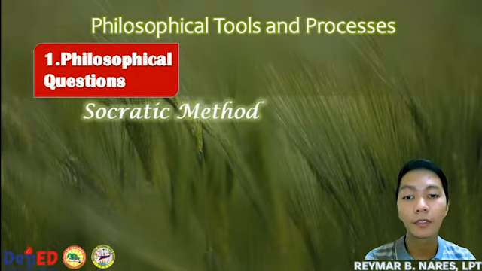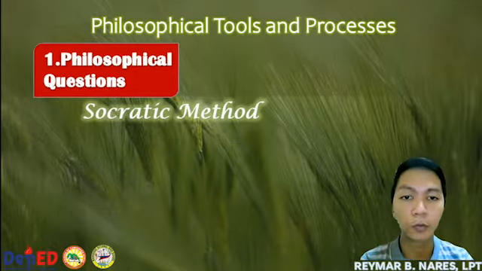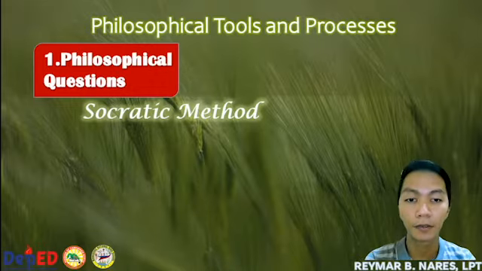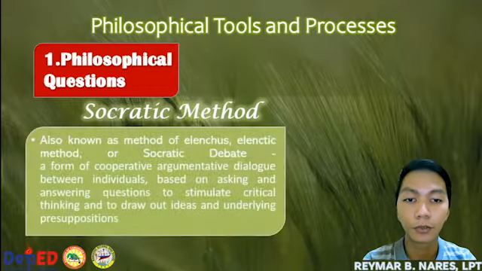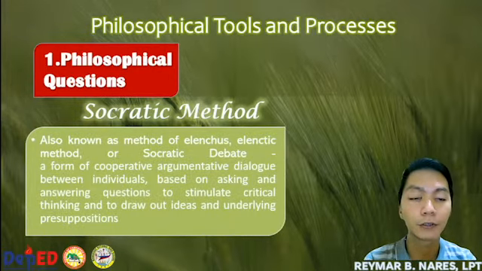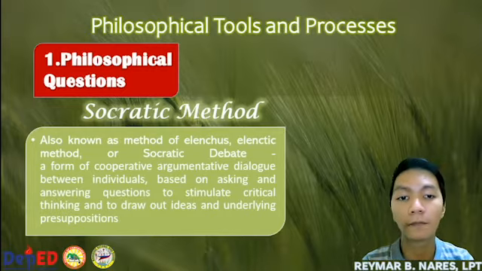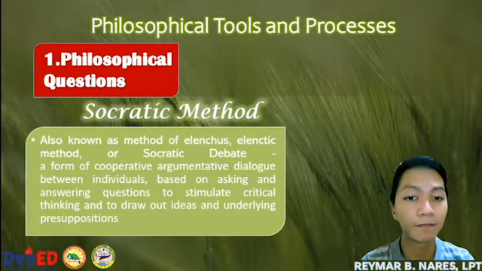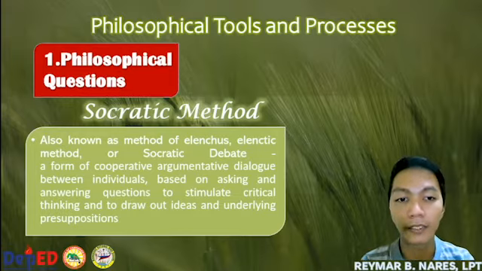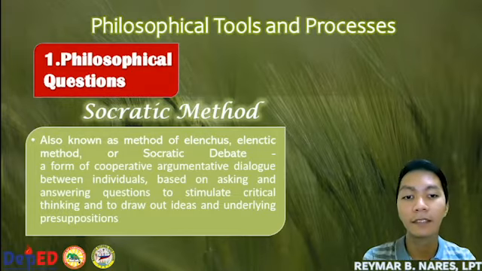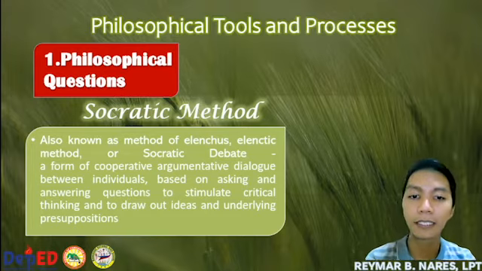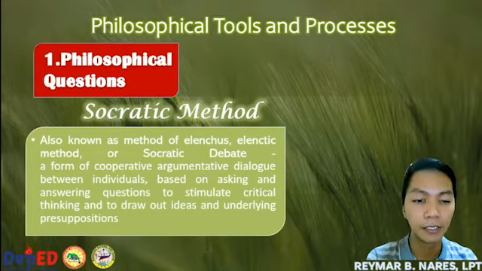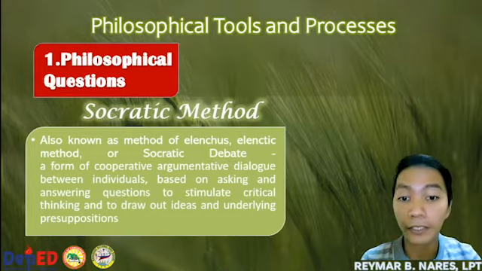One common approach or method in philosophical questioning is the Socratic method. What is this Socratic method? The Socratic method is also known as the method of Elenchus, or the Socratic debate. It is a form of cooperative argumentative dialogue between individuals based on asking and answering questions to stimulate critical thinking and to draw out ideas and underlying presuppositions.